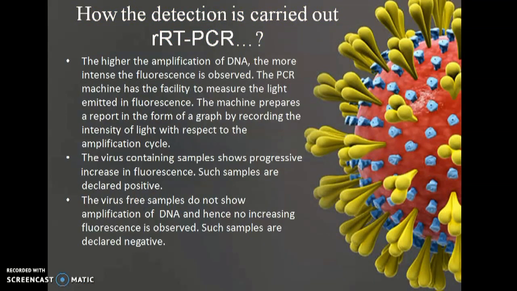For the samples containing the virus, the amplification of the DNA occurs and it will show an increase in fluorescence. So such samples are declared positive. In the case of virus-free samples which do not contain coronavirus, its genetic material is not present, so it does not get amplified, and as it does not get amplified, there will not be an increase in fluorescence. So in such a case, the samples are declared negative.